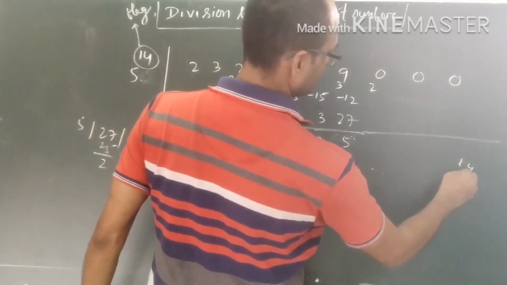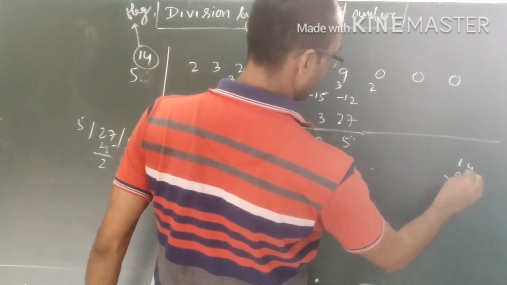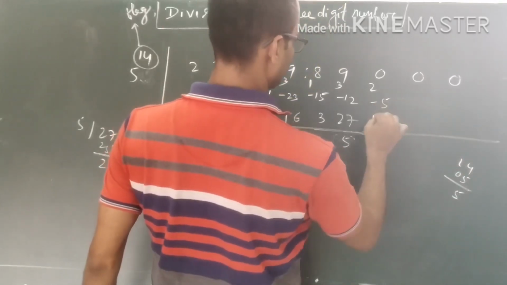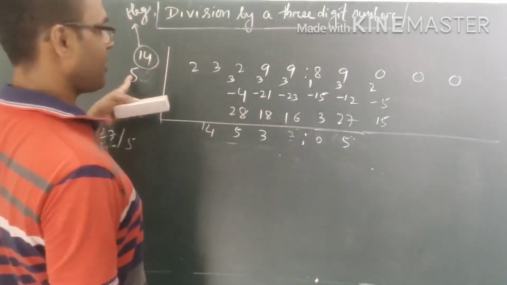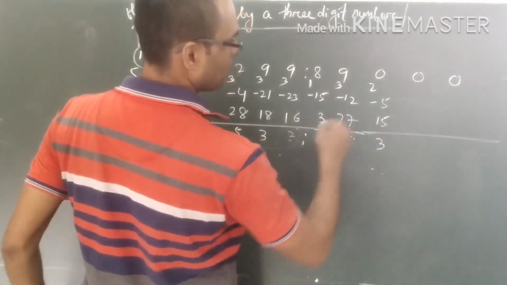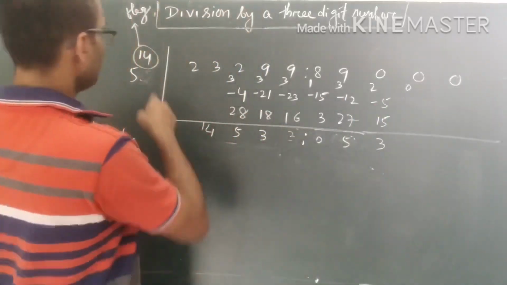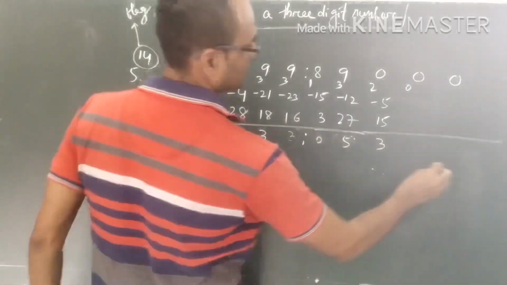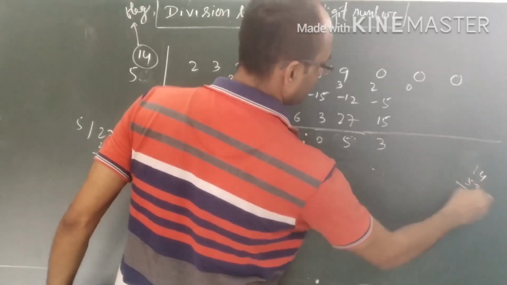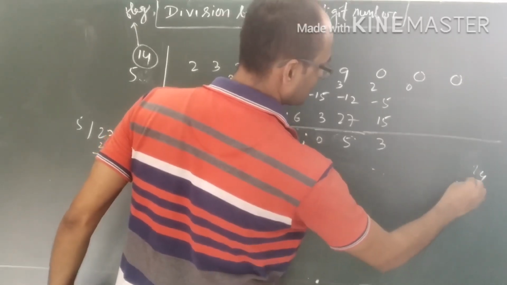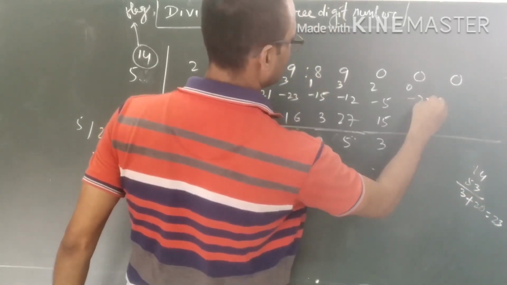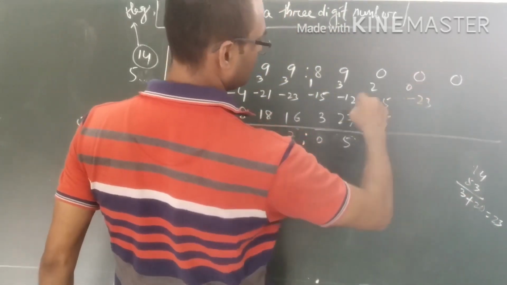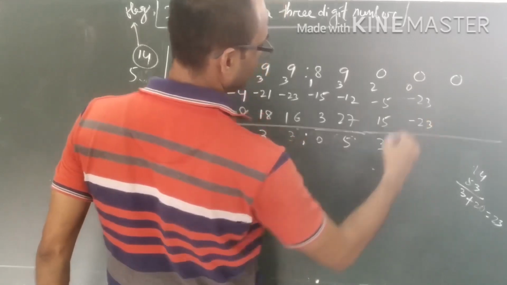Now again you take 14 with 0, 5. 5 into 1 is 5, 0. So 5 will be subtracted. So here it will be 15. Now 15 divided by 5 is 3. Remainder will be 0. 14 with 53. 3 into 1 is 3, plus 5 into 4 is 20. So it will be 23. 23 will be subtracted. So 0 minus 23 will be minus 23.